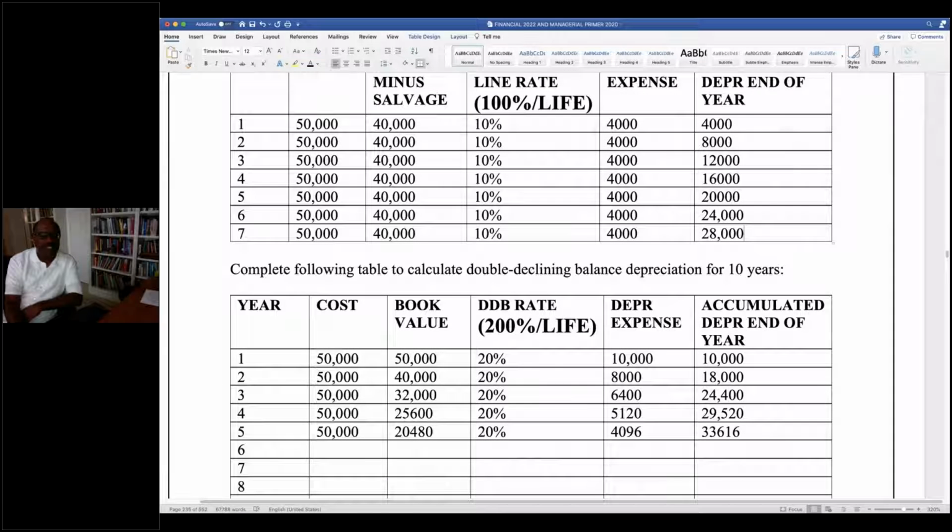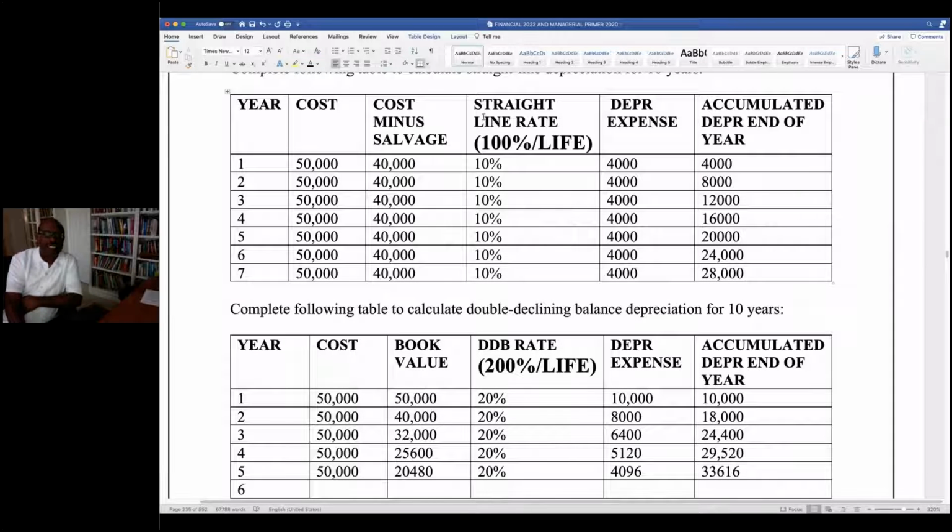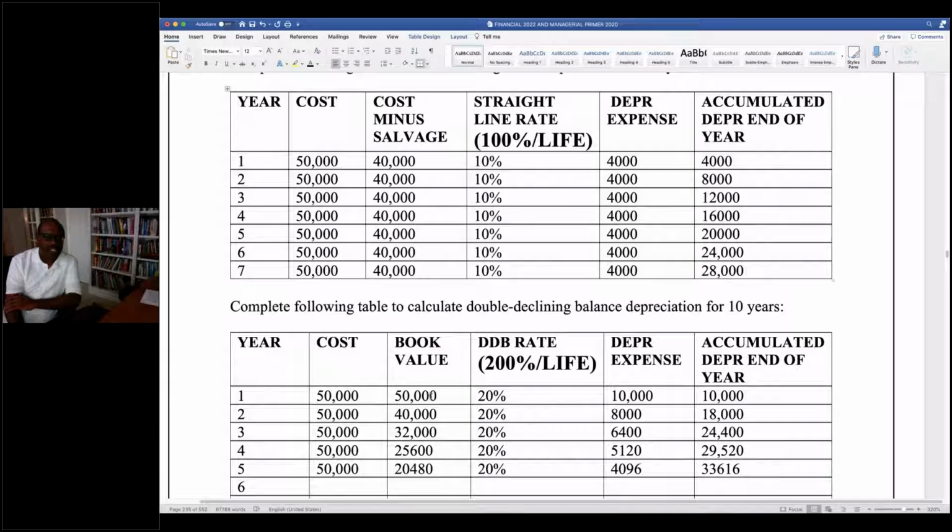When we do double declining balance, instead of 100% over the life, as in straight line, it's going to be over 200%. So the rate is going to be twice as high. It's 200 divided by 10, so we're going to use a 20% rate. The other thing is that we will not utilize salvage in the calculations, but we won't depreciate below salvage.